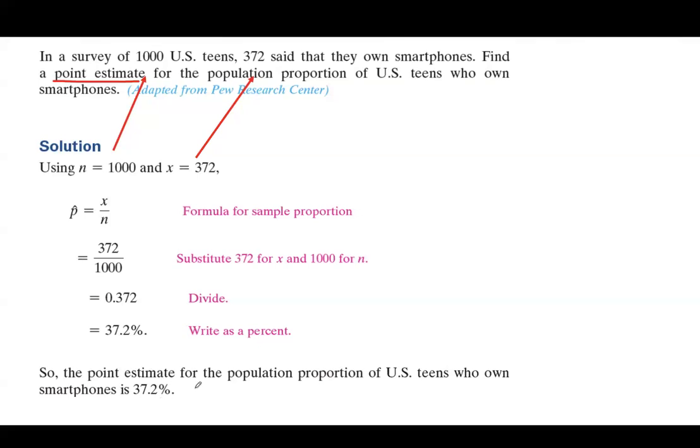Okay, but is this a good representative for the population? Probably we can say yes, but we need more information. We can take other samples, the first sample, the second sample, the third sample from the population. But are they going to give me the exact same percent? Probably not. So we need to build a confidence interval. In the same survey of 1,000 US teens, 372 said yes. We want to construct a 95% confidence interval for the population proportion of US teens who own smartphones.